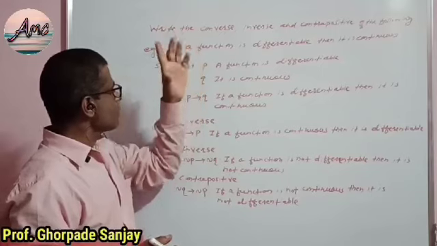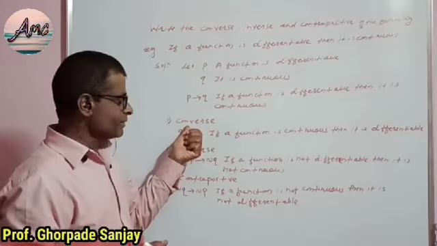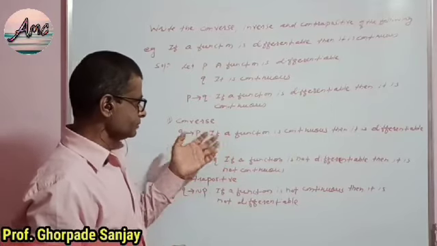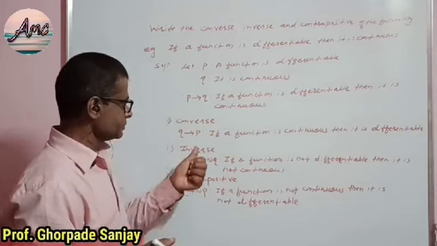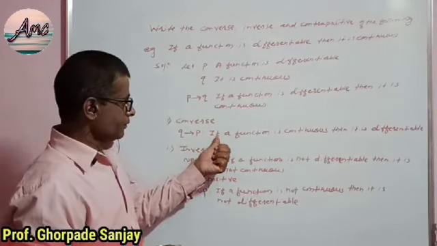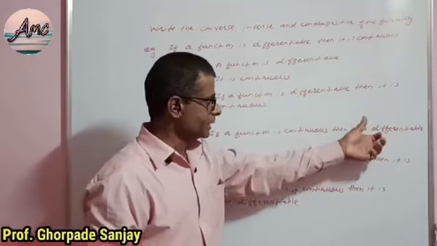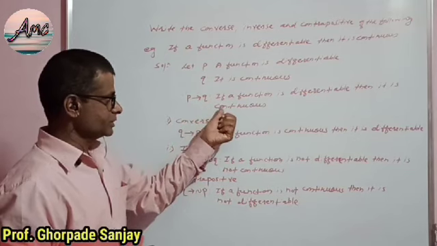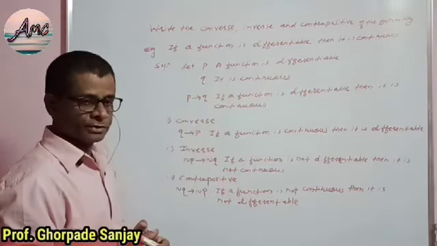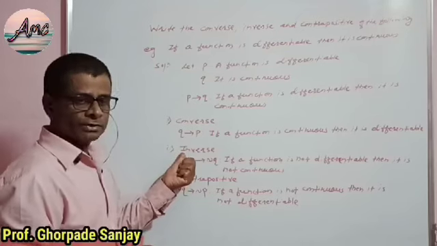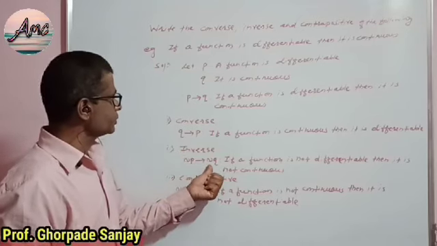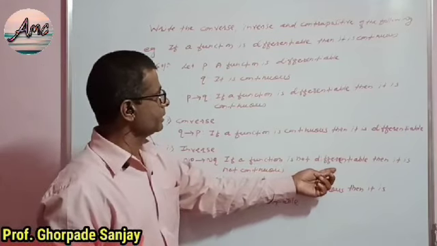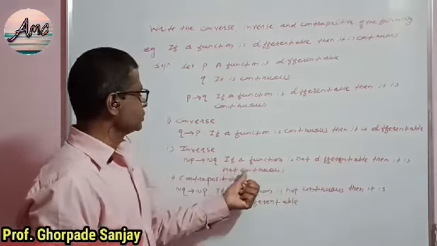Then let us define the converse. What is the definition of converse? Q conditional P. In word form, it can be written as: if a function is continuous, then it is differentiable. Exactly the reverse of this. Then what is the inverse? Negation of P conditional negation of Q. How is it stated? If a function is not differentiable, then it is not continuous.